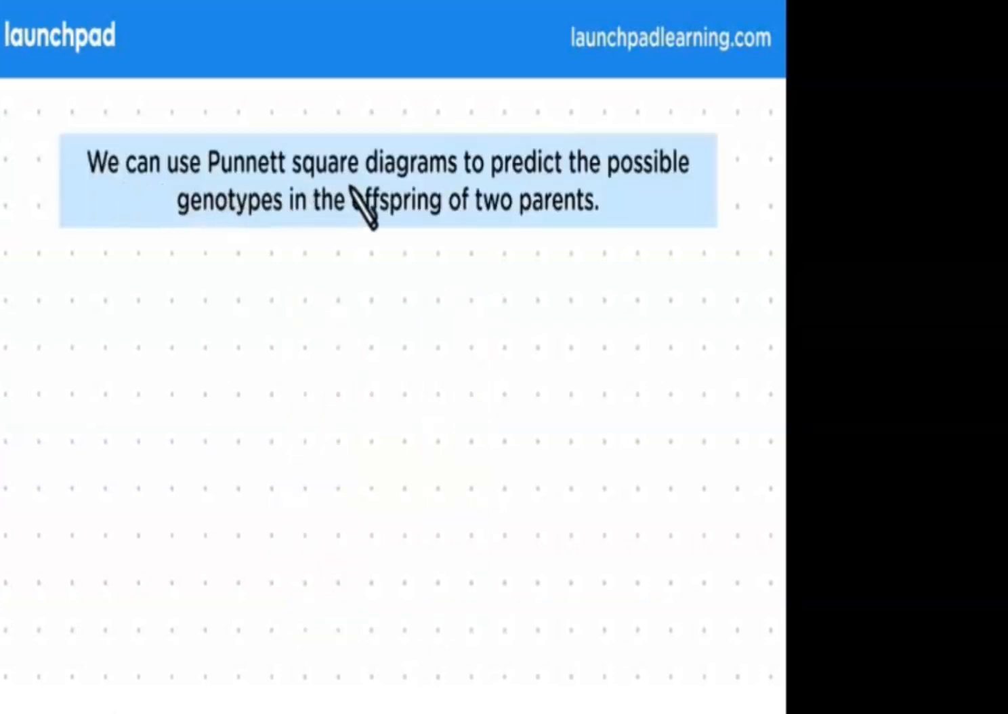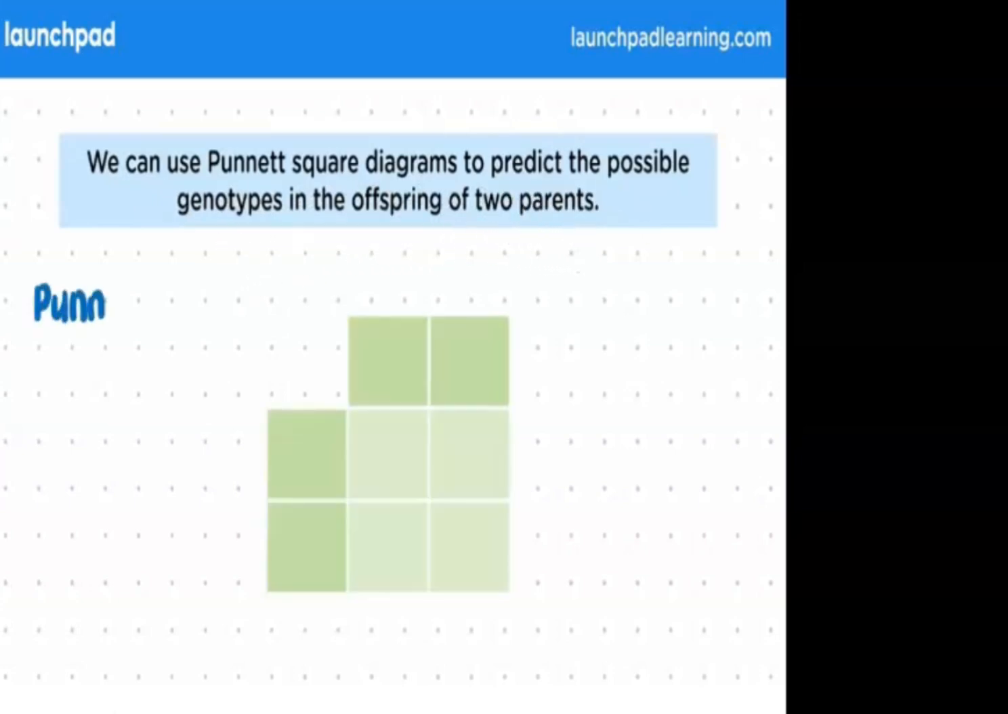We can use Punnett square diagrams to predict the possible genotypes in the offspring of two parents. This diagram shows a Punnett square. We can use one of these to predict the possible genotypes of the offspring of two parents by putting in the genotypes in each of these boxes.